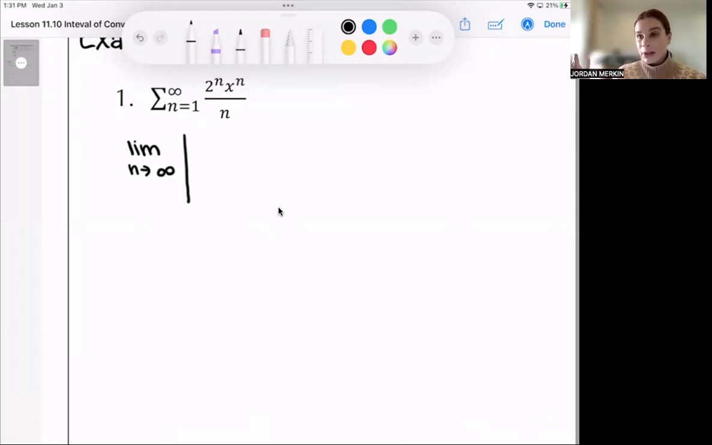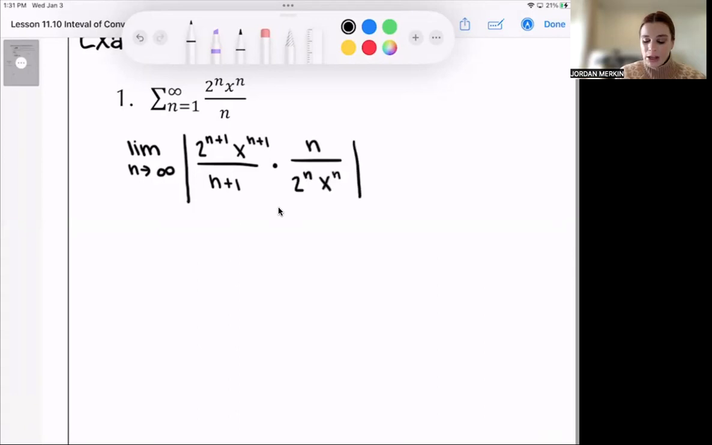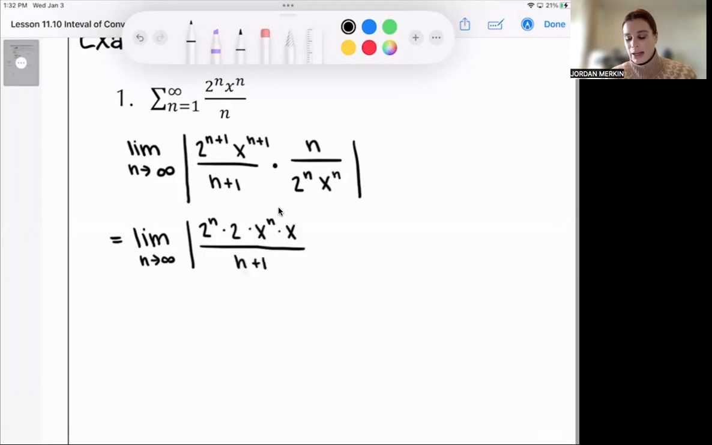So it's a sub n plus 1, which would be 2 to the n plus 1 times x to the n plus 1 over n plus 1, and we're going to multiply by the reciprocal, which is the same as dividing by the original. So n over 2 to the n times x to the nth power. All right, so we have the limit as n approaches infinity of the absolute value of, we can rewrite this as 2 to the nth times 2 times x to the nth times x over n plus 1 times n over 2 to the n x to the n.